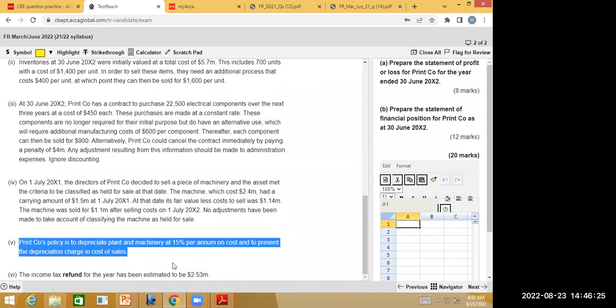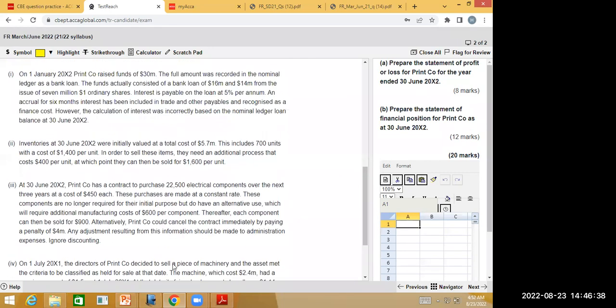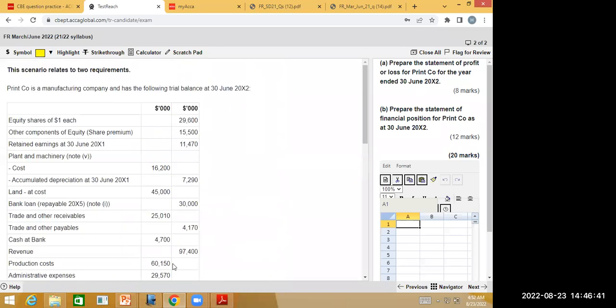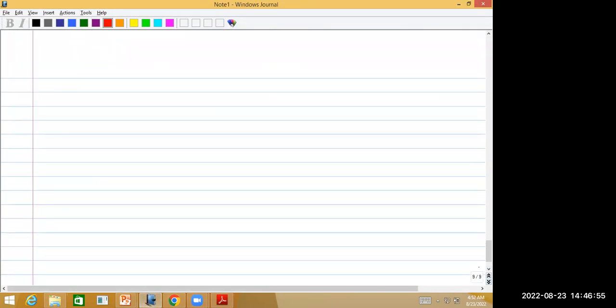Now, note number 5. Print company's policy is to depreciate the plant and machinery at 15% per annum on cost. Depreciation on cost means we are charging depreciation on the straight line basis. So, straight line basis, please calculate the depreciation on the plant and machinery. They have a cost of 16,200 into 15%. So the depreciation will be 16,200 into 15%, 24.